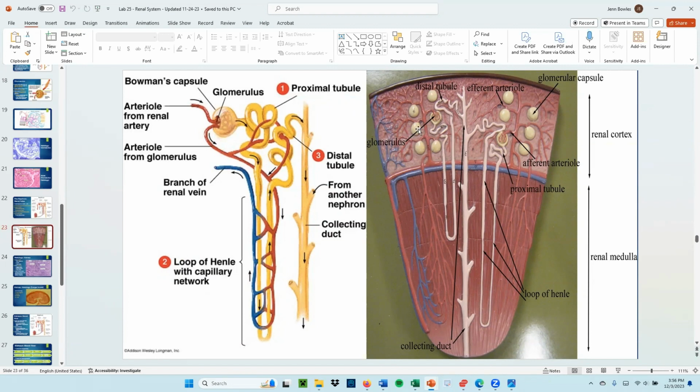Yeah, that's good. Just start at the glomerulus, whatever you do to identify this stuff. Otherwise, people get into trouble with proximal versus distal, ascending versus descending.